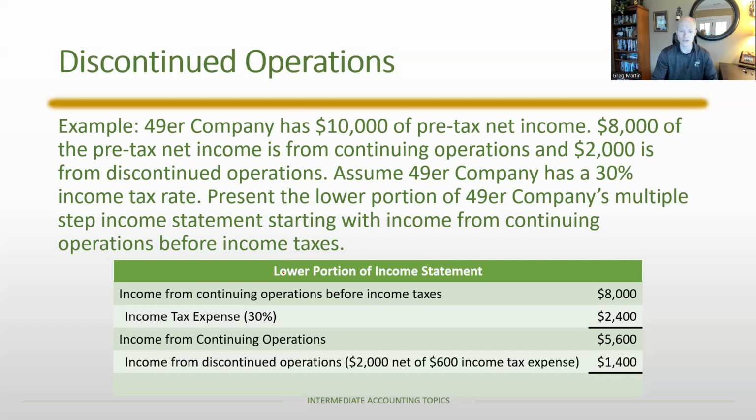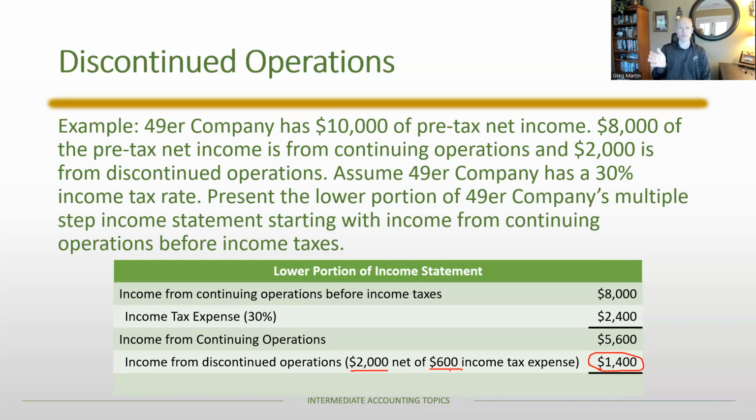On the discontinued operations, there are several different ways to report it, and I'm going to show you different ways as we move along. One common way is to report discontinued operations as one net number. You can see we have that one net number in the right-hand column, that $1,400, and it comes from the $2,000 of discontinued operations. Of course, we have a 30% tax rate, so we need to apply the tax rate.